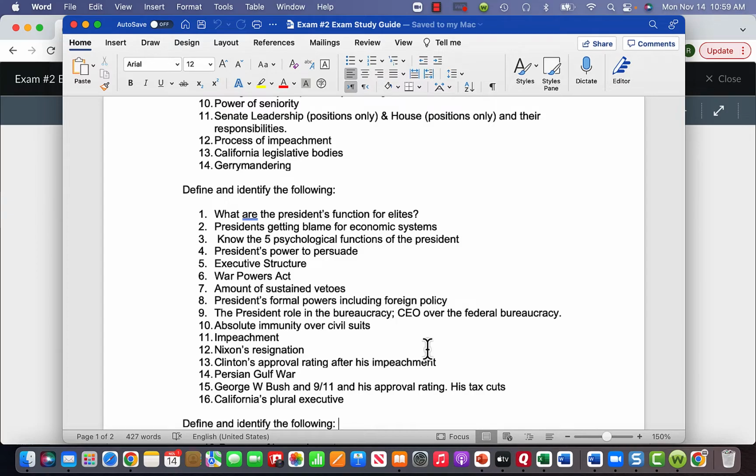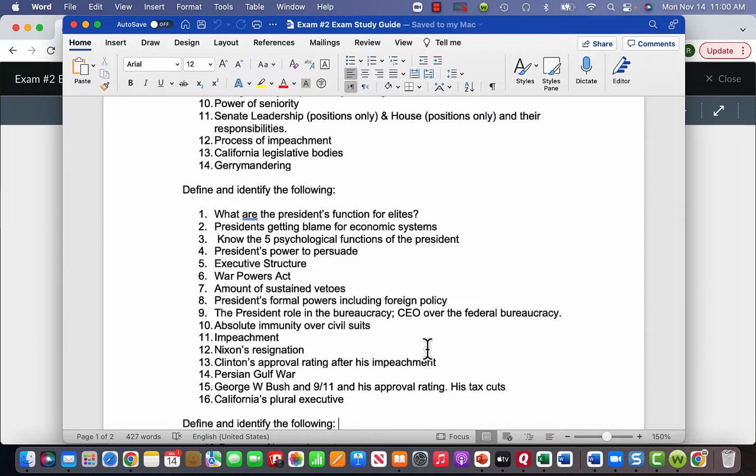Know what the War Powers Act is. Remember, the War Powers Act was done to kind of restrict the president's war-making ability or war-making powers. Remember, the president can send troops to a conflict for up to 60 days without congressional approval. Anything past that, you need to run it by Congress.